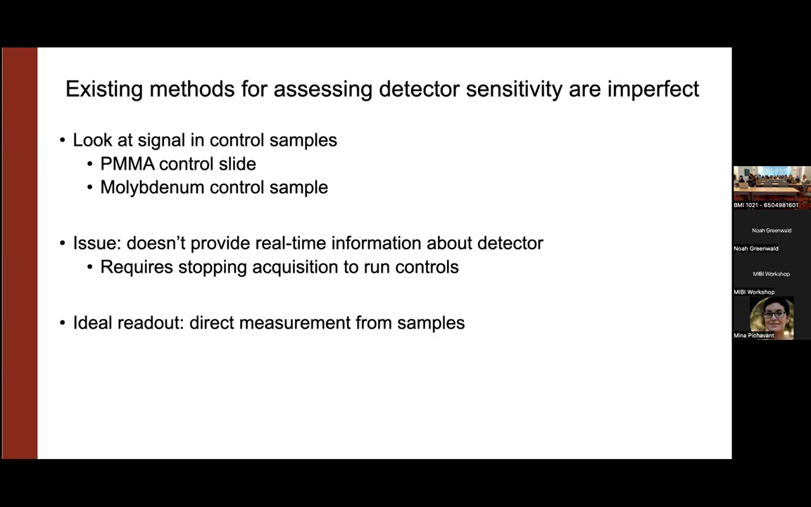The ideal for some sort of sensitivity metric would be something where you could just directly look at your images and know, here is the sensitivity at this time. And it wouldn't require you to run additional control samples. Doing the PMMA, you have to actually do a slide exchange. There's all this additional effort that goes into it for a readout that's less faithful than if we could find something that you could directly take just from the image data.